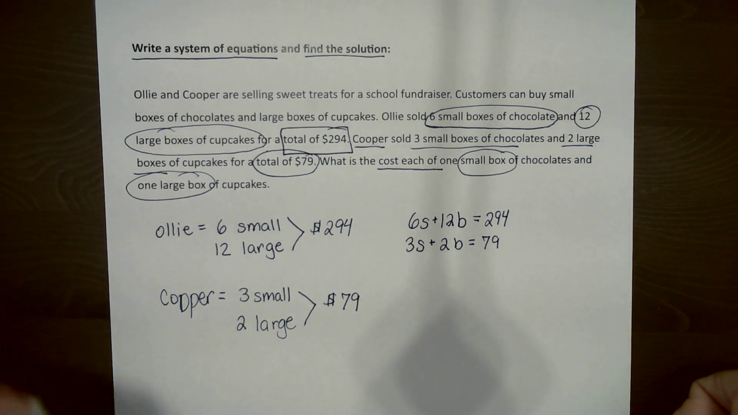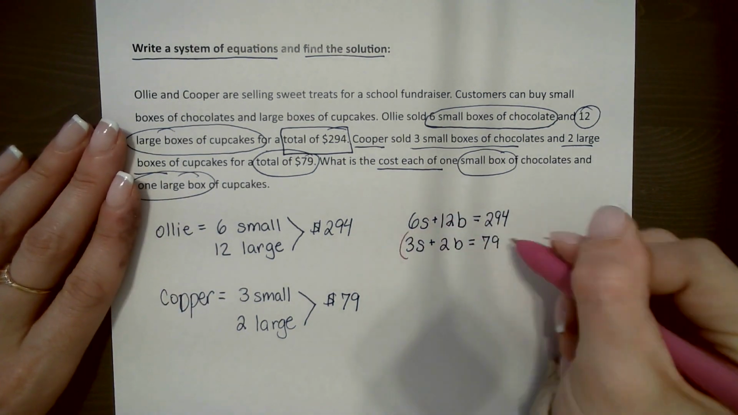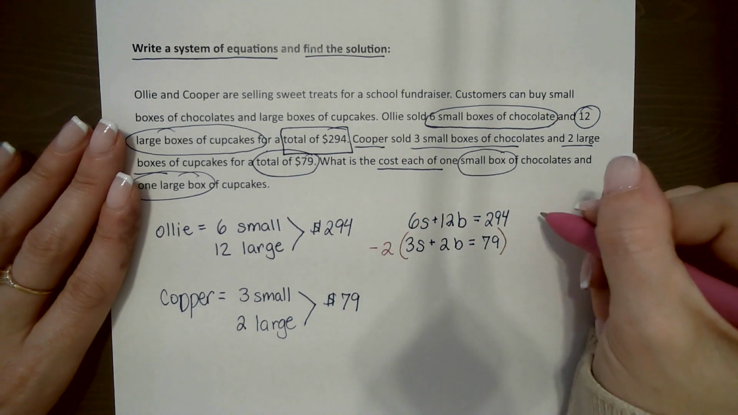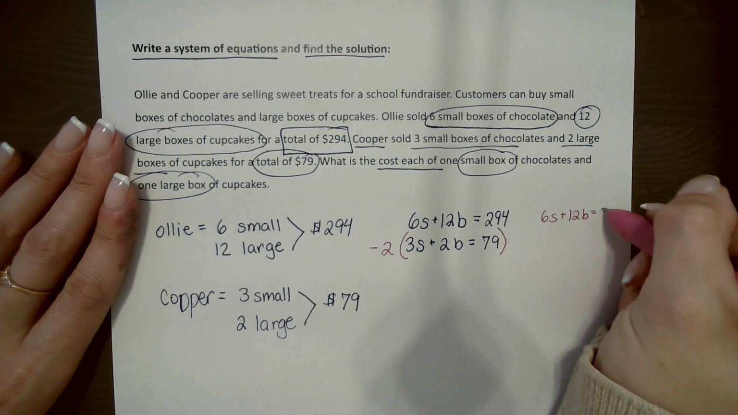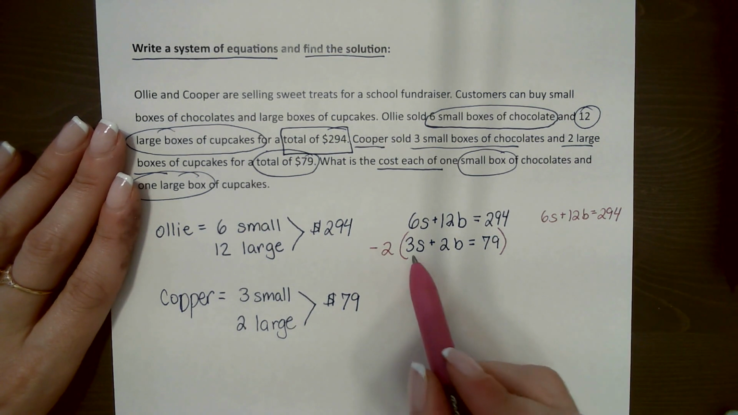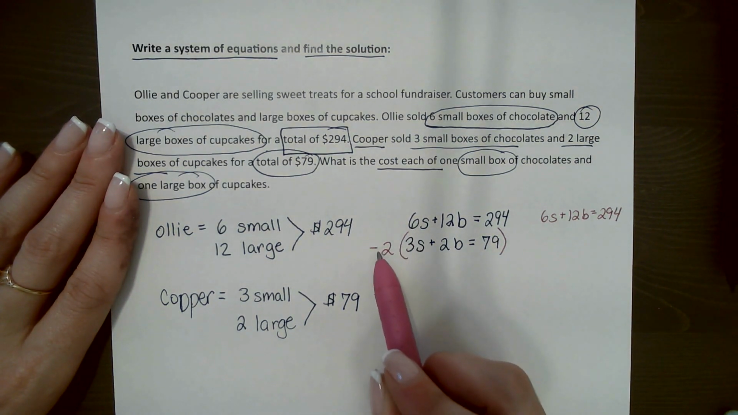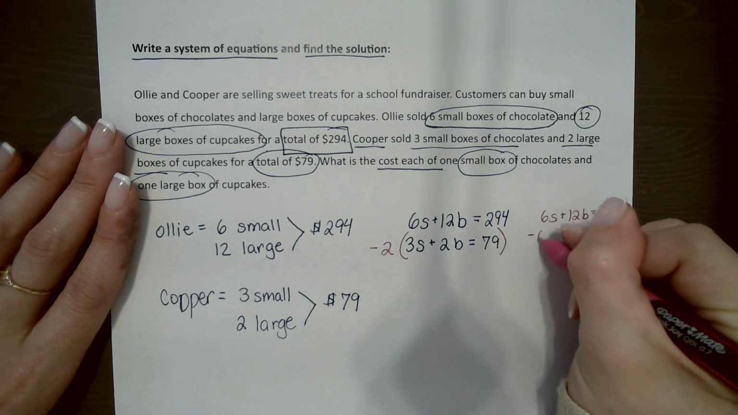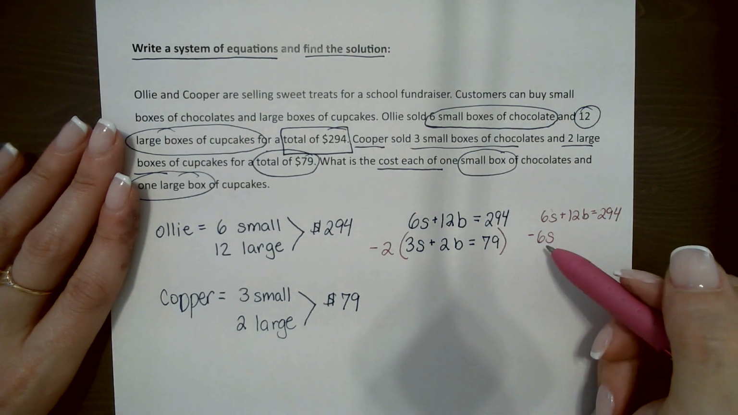Now, we can solve this any way we want. I personally see a great opportunity for elimination. So I'm going to multiply this equation by -2. That's going to turn this into 6s plus 12b equals 294. And then because I want to make my coefficient the same number but opposite sign, I'm going to multiply 3s by -2. And that's going to give me -6s, which will allow me to eliminate the s variable.